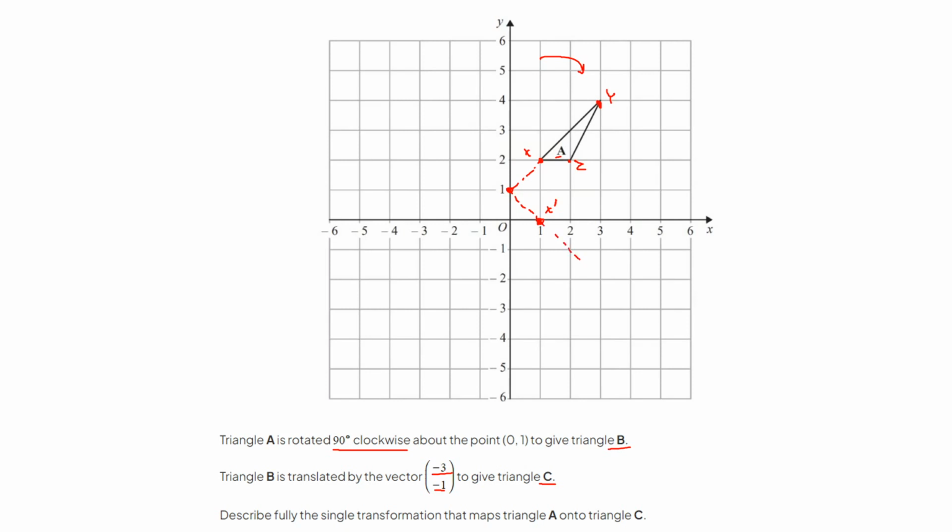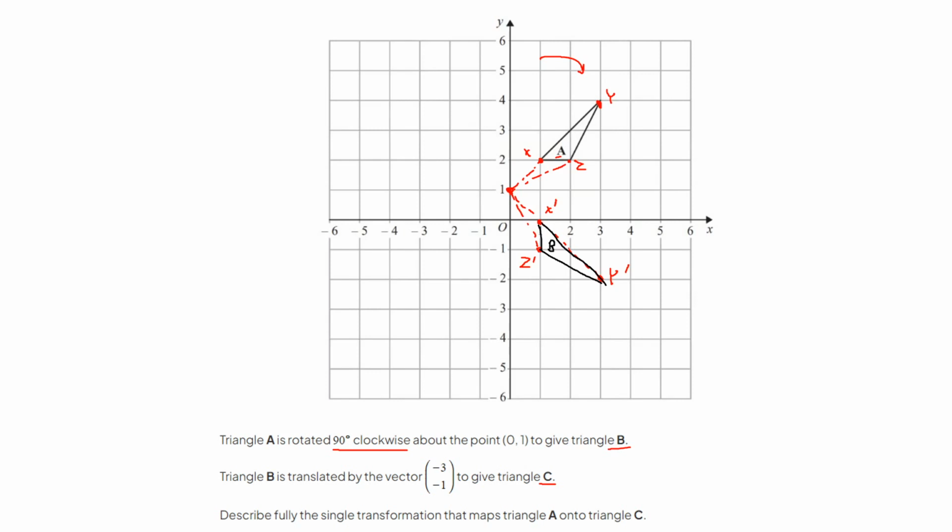We know that this point here is Y prime. And finally, we know that this point here is going to be Z prime. Let's connect the dots together. And we'll call this triangle B.